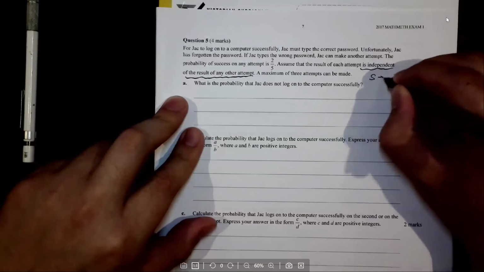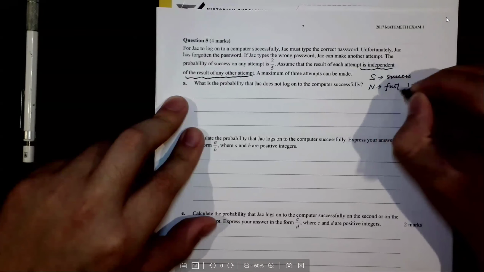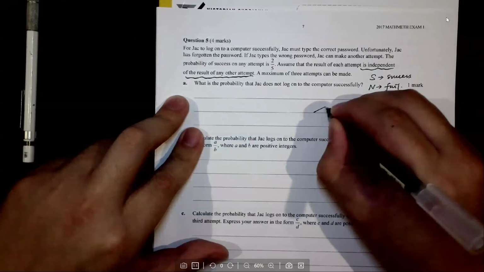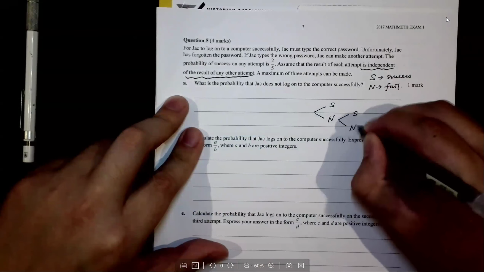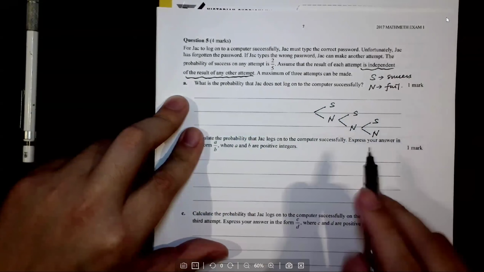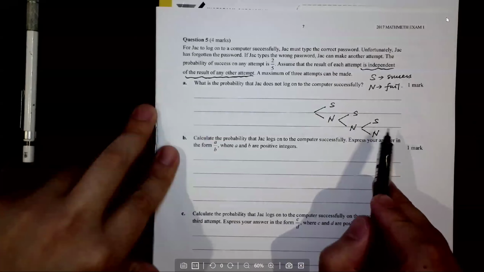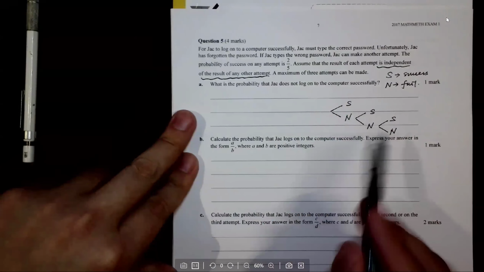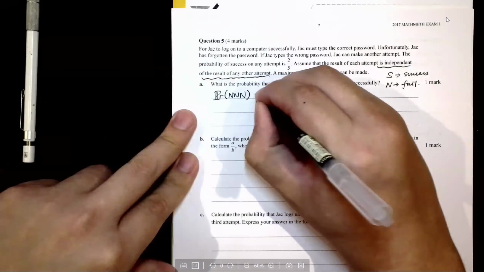Let's say S is success. N is failure. What is the probability that Jack does not log onto the computer successfully? So you can try, okay, success, failure. If you failed once, you can still try another time. Success, failure. And the last time, if you fail the second time, you get success, failure. Once you used up all the 3 attempts, you can't make any other attempt anymore. So eventually, if Jack does not log onto the computer successfully, that means he or she failed all the 3 times. So we would like to get, let's say, probability N.